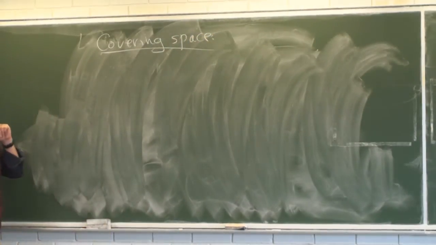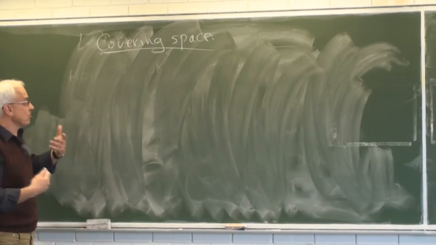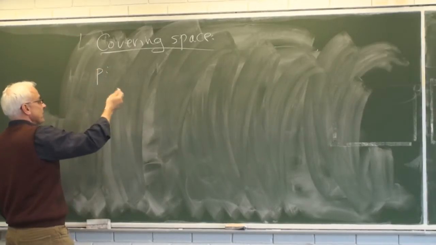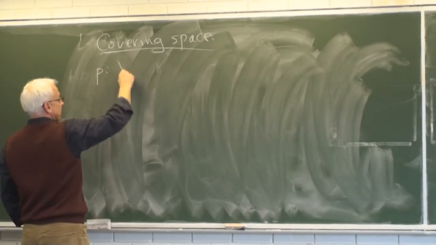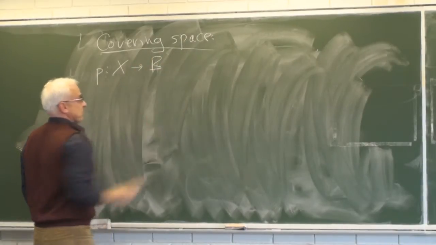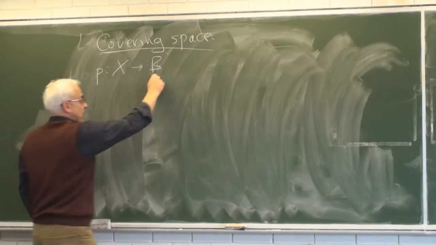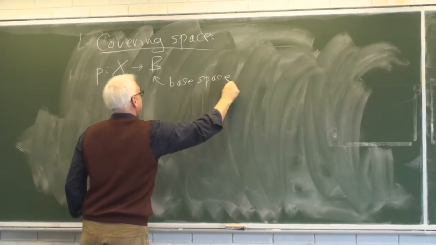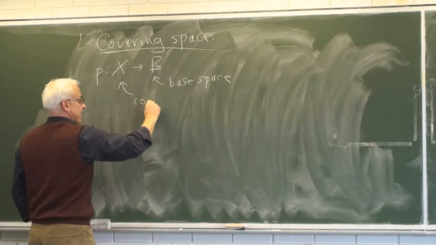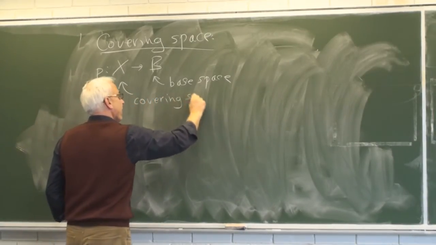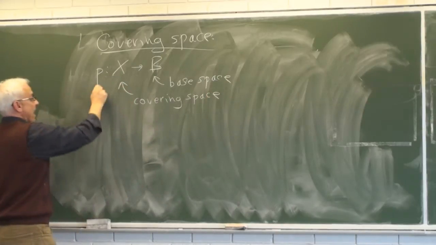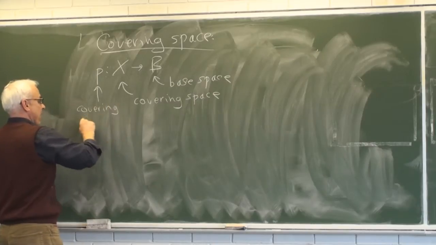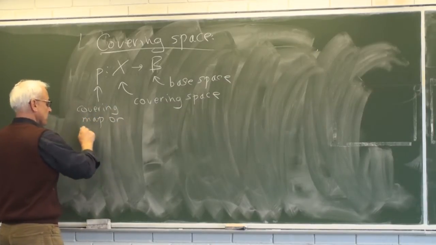Okay, a covering space is a pair of topological spaces that are in a certain relation to each other. And usually the notation is something like this. We have a map P, say from a space X to a space B. And this space B is called the base space. And the space X is called the covering space. And this map is called the covering map, or sometimes just projection.